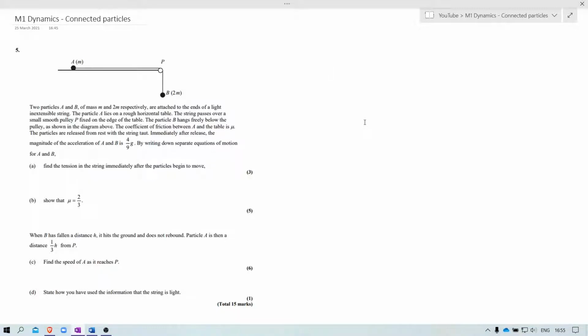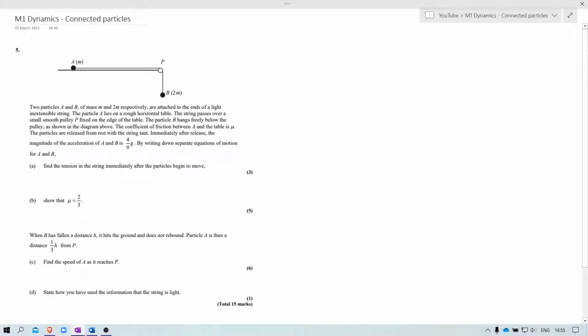Alright, let's get started. So here we have two particles, A and B, of mass m and 2m respectively. And after reading that, I'm just going to look at the picture and make sure I see what I'm reading. We're told that they're attached to the ends of a light inextensible string. So we'll go through what that means at the end.